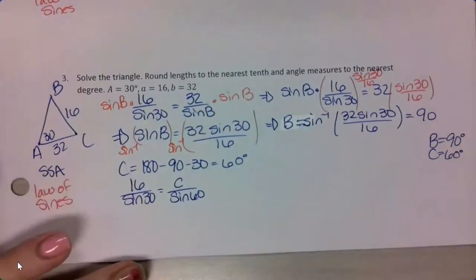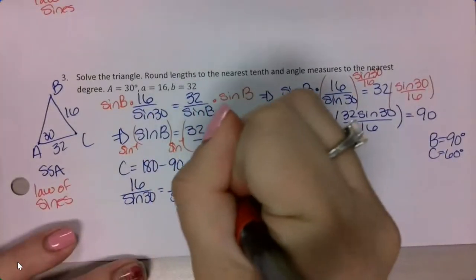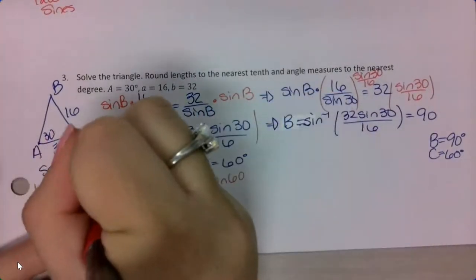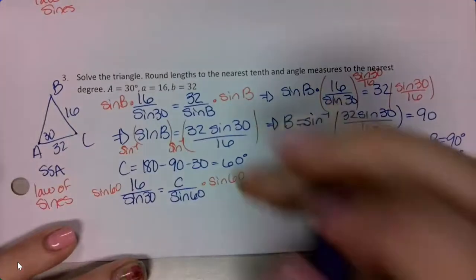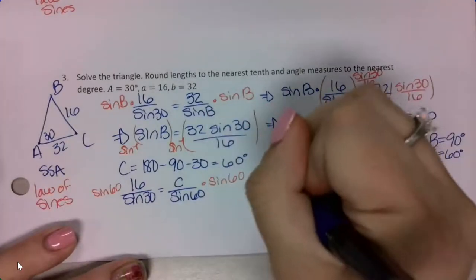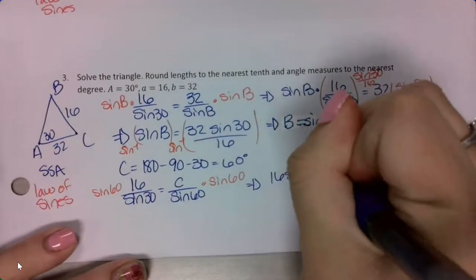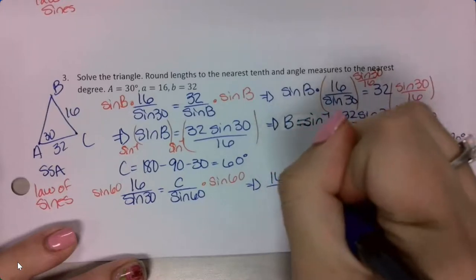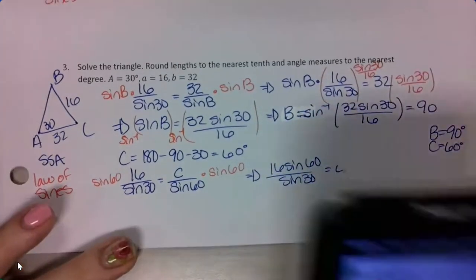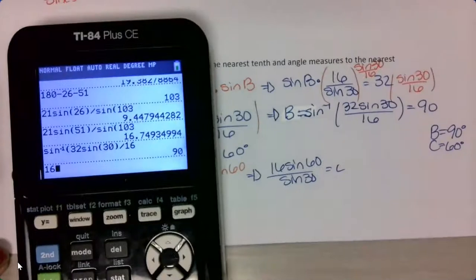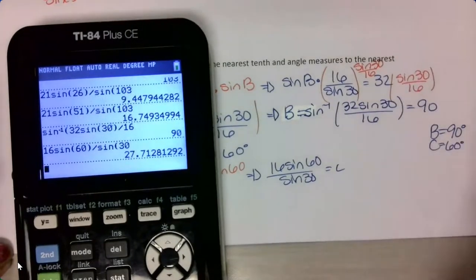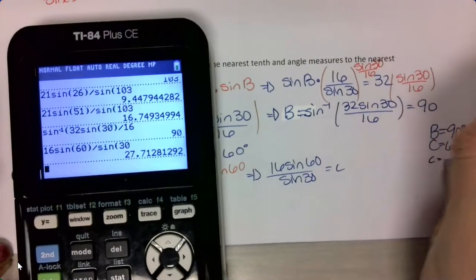So then I just need to isolate my variable here. I'm going to multiply both sides by sine of 60. This is going to give me 16 sine of 60 over sine of 30 equaling C. So I'm going to go ahead and type that into the calculator, which gives me 27.7.